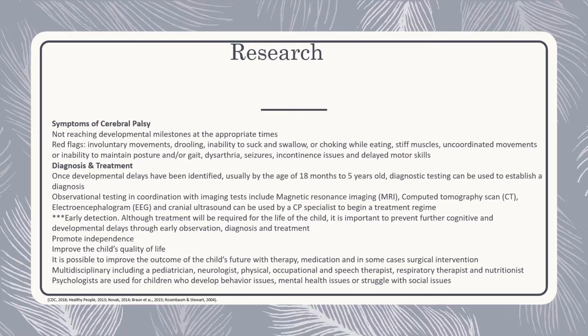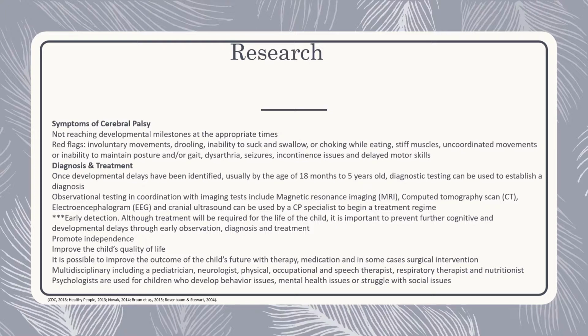So promoting a life that is as independent as possible while improving the child's quality of life is the aim of all treatments. It is possible to improve the outcome of the child's future with therapy, medications, and in some cases surgical intervention, although this is not always the case.